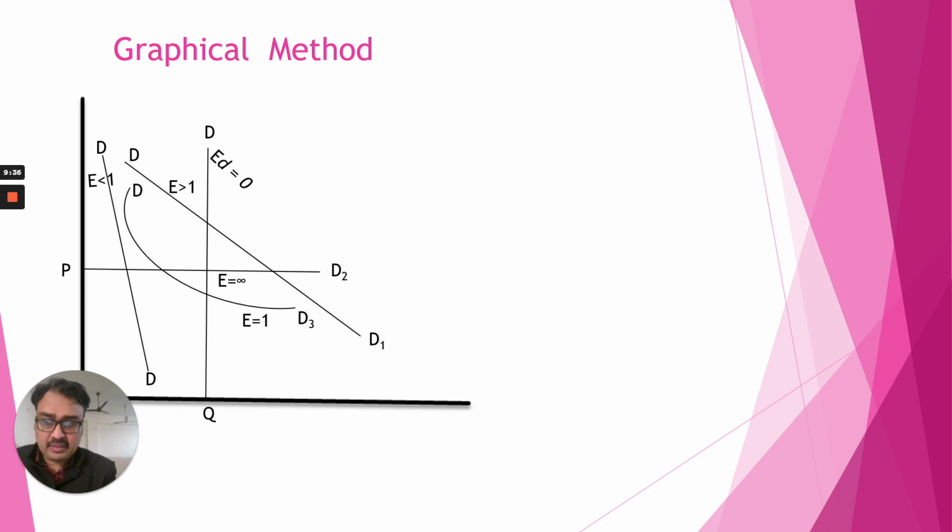So there may be 5 kinds of shapes of the demand curve. If the shape of demand curve is a rectangular hyperbola like DD3, we can say that the price elasticity is equal to 1. If it is parallel to y-axis, elasticity is equal to 0. If it is parallel to x-axis like PD2, price elasticity of demand is equal to infinity. If it is a steeper curve like DD, price elasticity of demand will be less than 1. And if it is a flatter curve like DD1, price elasticity of demand will be greater than 1. So this is all. We can estimate the price elasticity with the help of graphs or the shape of the demand curve.